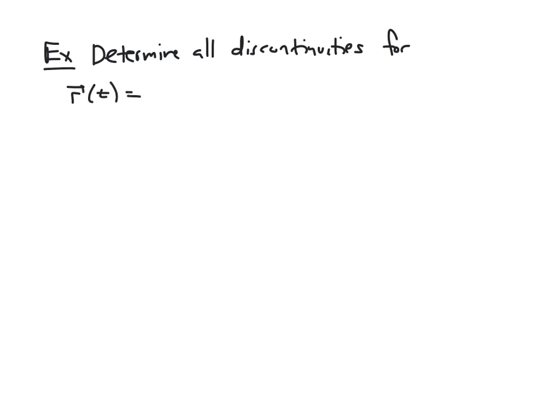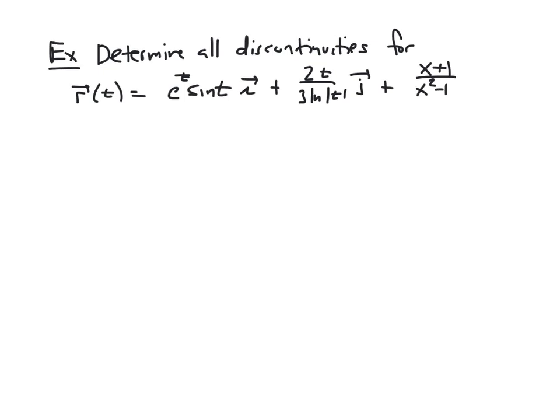Right, so for example, let's determine all discontinuities for the vector function r of t defined as e to the t sine of t times i, plus 2t over 3 natural log of the absolute value of t, j, plus x plus 1 over x squared minus 1 times k.